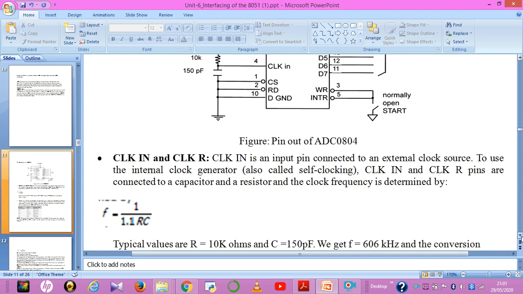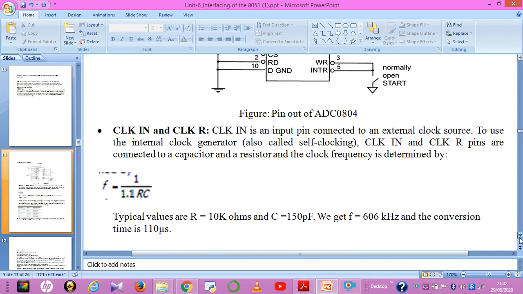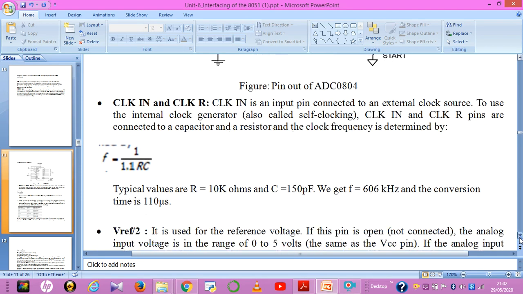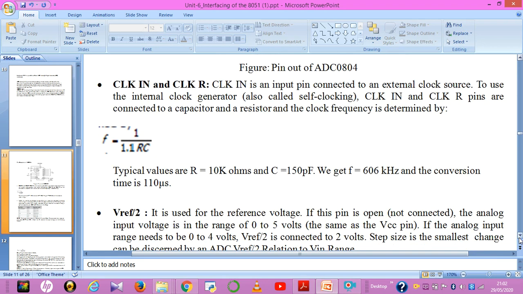Next, I have explained all these pins, and how the conversion time varies. Here, using these two pins, clock in is an input pin connected to an external clock source. To use the internal clock generator, also called self clocking, instead of connecting to an external source, the clock in and clock R pins are connected to a capacitor and resistor. How are you going to calculate the clock frequency? F is equal to 1 divided by 1.1 RC. Depending on the values of the resistor and capacitor, you get the clock frequency. So the maximum conversion time you can get is 110 microseconds.